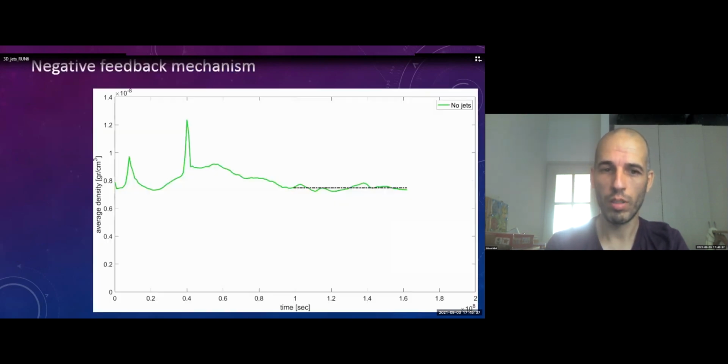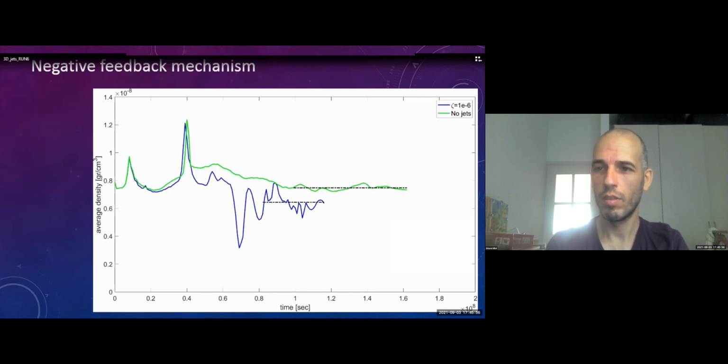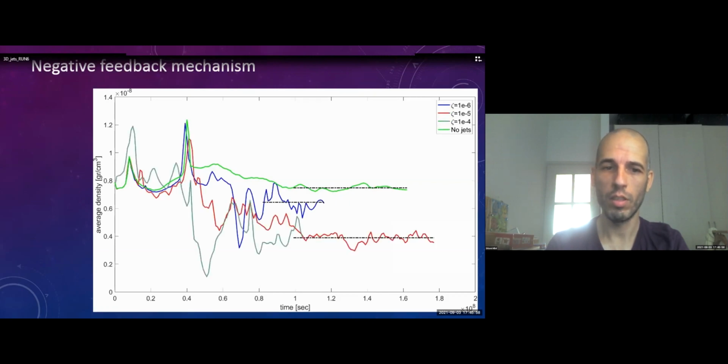Here's a graph showing the evolution of the density at the distance of the neutron star. This one is for a simulation with no jets at all, for comparison. It should be constant, but there is some variation due to numerics. But the value of the density returns to its original value after some time. Here are three more graphs for three different values of zeta. We see that, as expected, the higher the jet power, the more severe the reduction in the density.